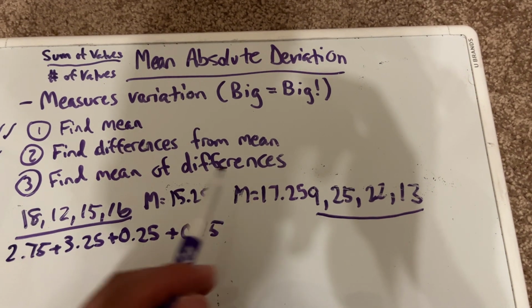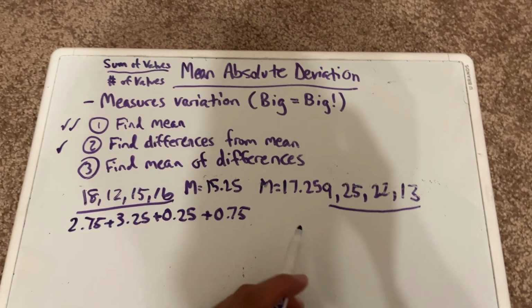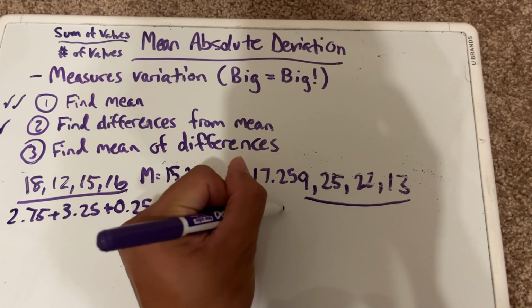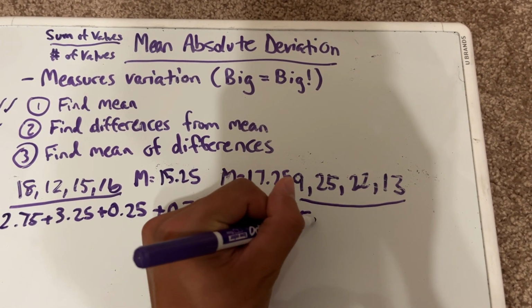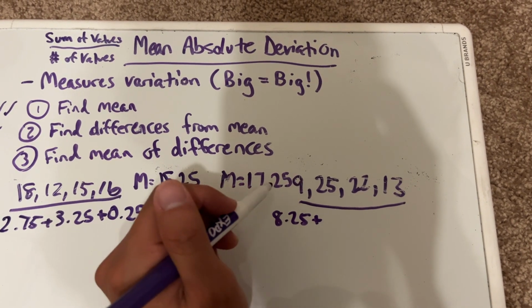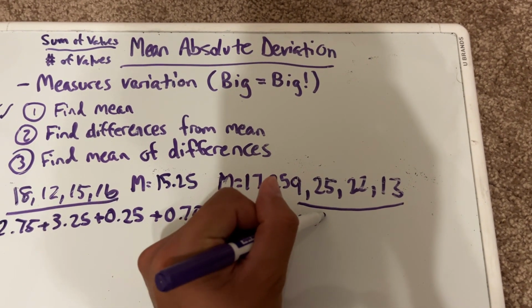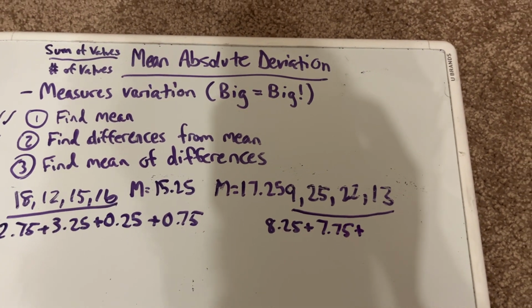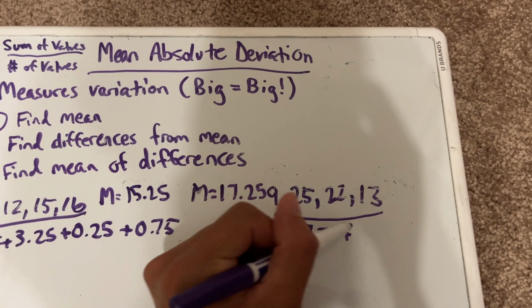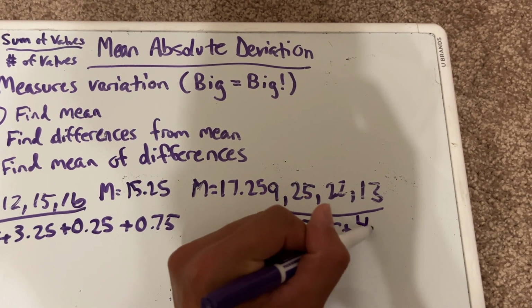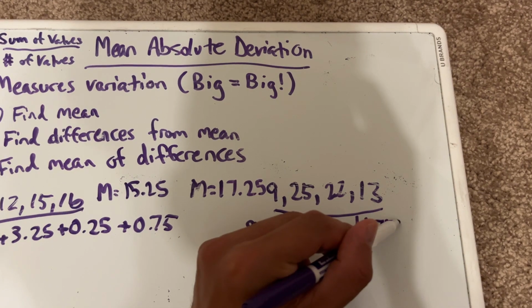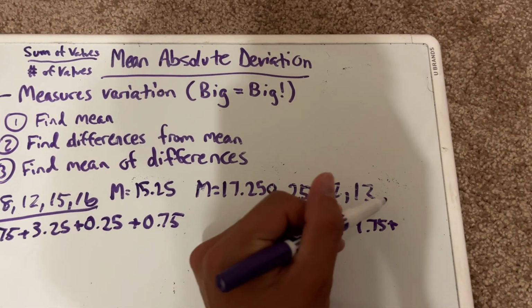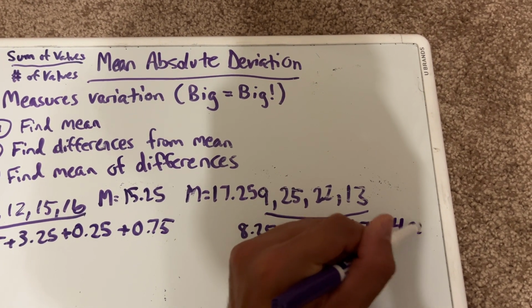For the second set, I'm just trying to compare the variations between the two sets. Between 9 and 17.25 is 8.25. From 25 and 17.25 is 7.75. From 17.25 to 22 is 4.75. And then from 13 to 17.25 is 4.25.